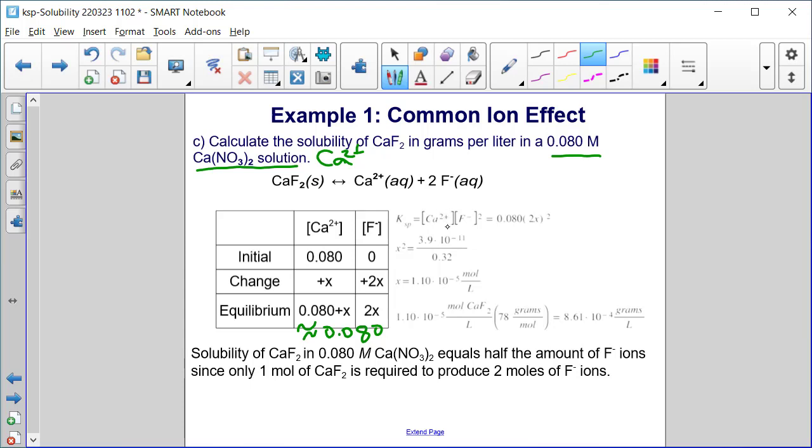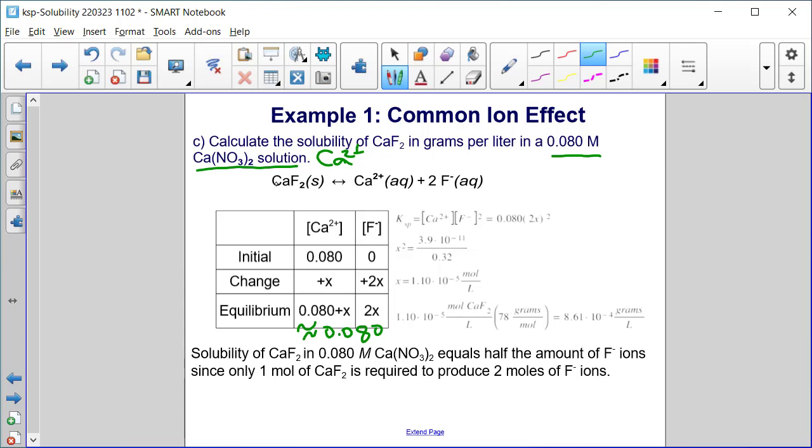Okay, so let's look how we put this in our KSP expression. Calcium ion concentration at equilibrium, 0.080. Fluoride ion concentration at equilibrium, 2X squared. Solve for X, you get 1.1 times 10 to the minus 5 moles per liter. Now, what does this X equal? You can see here it equals the change for the calcium ion.